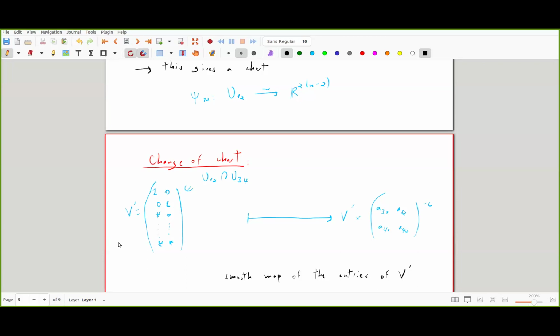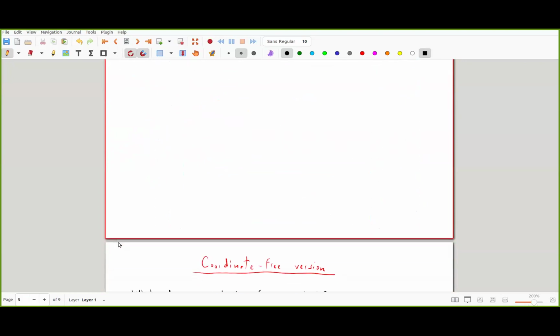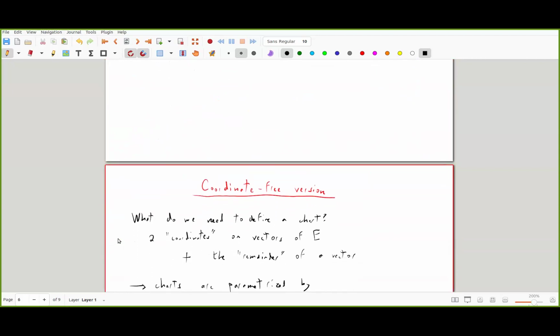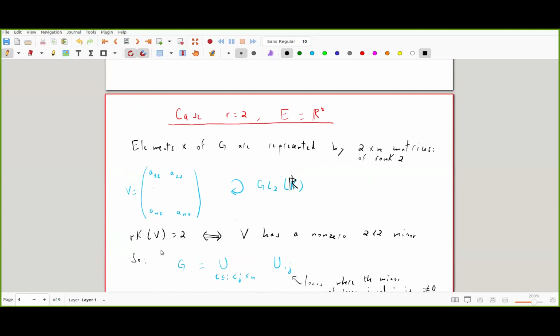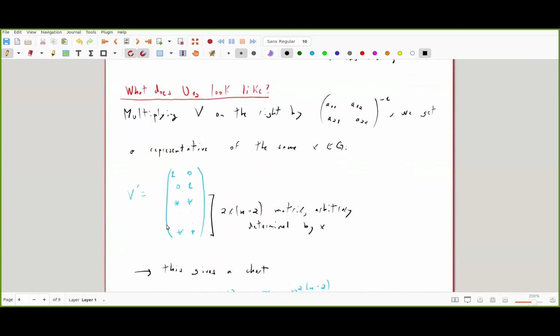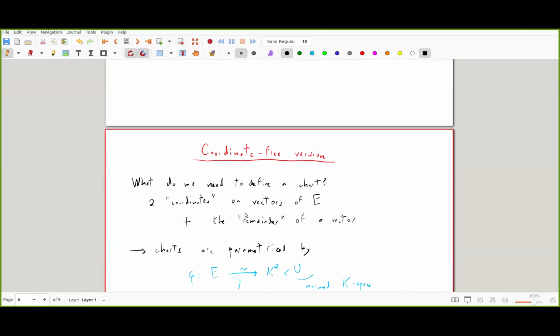Okay, so this is all very nice, but as you all know, when we formalize something in Lean, we don't want to use coordinates. Also, my E could be infinite dimensional. So I don't even have coordinates in general. So how do you do the coordinate-free version of that? Well, it's very easy. What did we need to define a chart? We needed to have this notion of 2 by 2 minor. So we need to have like 2 coordinates on the vectors of E, like these top 2 rows. And then we need to be able to talk about the rest, like what's left of my vectors once I fix these first 2 coordinates. So like the remainder of the vector.